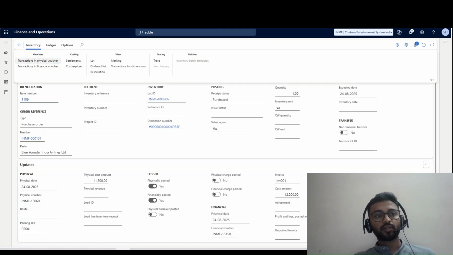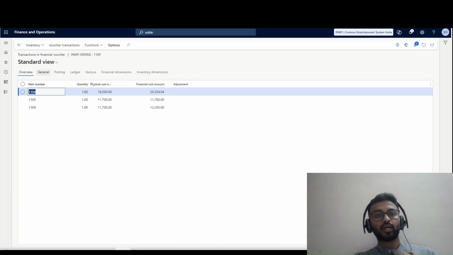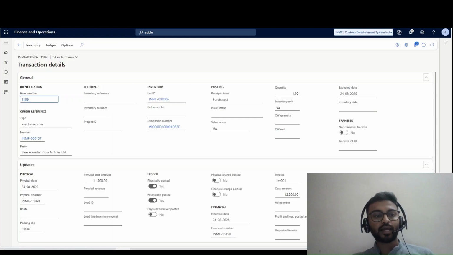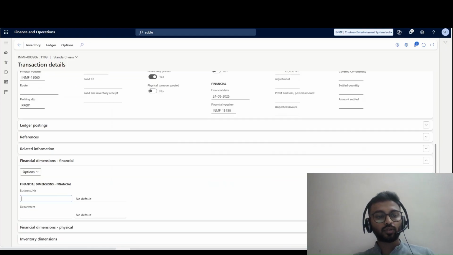But if you want to see at inventory level, you can see inventory transactions, here transaction details. In transaction details, if you select the cost, right? So you can see here, for this item, 11,700 is my physical cost, but my financial cost is 12,100. So that is nothing but 500 rupees of the charges which is added into the system.